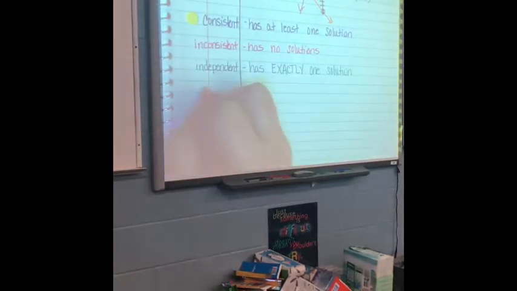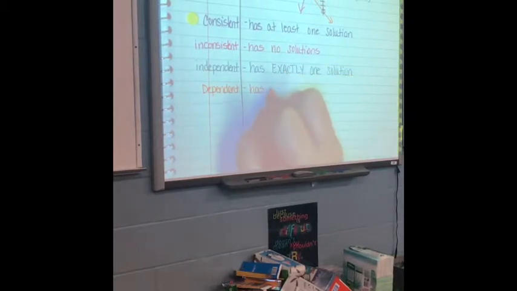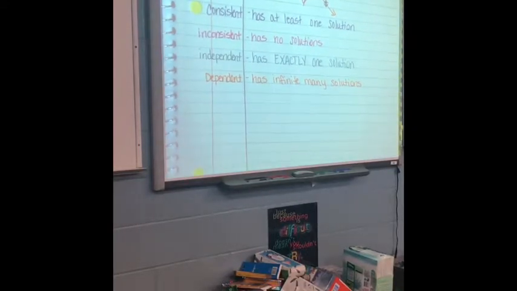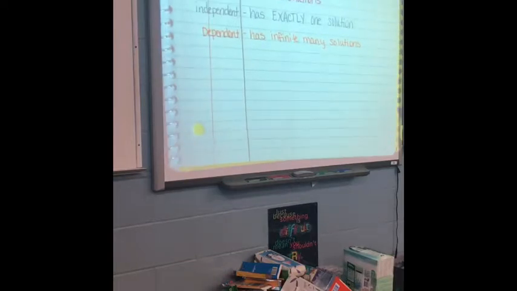And then dependent has an infinite number of solutions. Exactly. So let's look at some characteristics here.